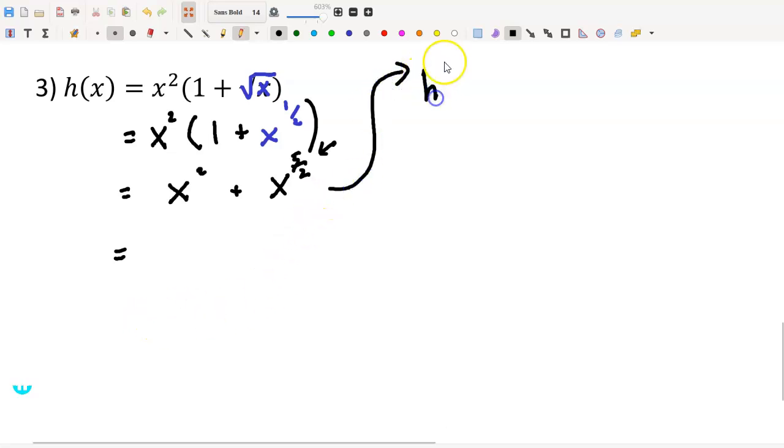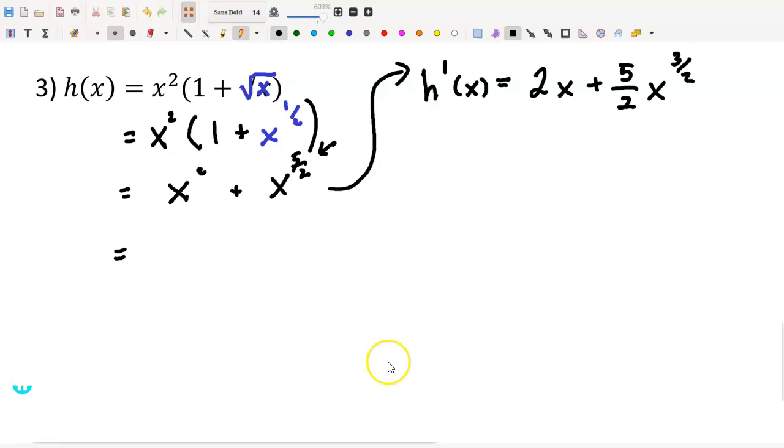So we got h prime of x. Go from there. Derivative of x squared is just 2x. Derivative of x to the 5 halves is going to be 5 halves x to the what? 3 halves. 5 halves minus 1. If we want to write that in there, all that is just 5 over 2 minus 1, or minus 2 over 2. So 5 minus 2, that's where the 3 halves comes from.